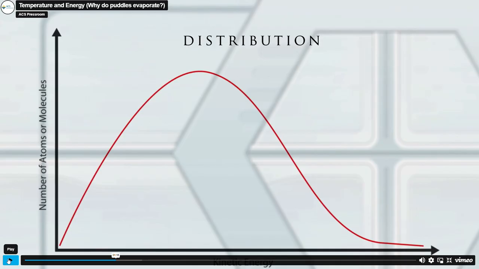I'm also recording this so you can go back and reference it again. Because what will happen over time, if this is a normal distribution of the kinetic energy of water, we're going to see how a puddle can evaporate at room temperature. And it all comes down to this normal distribution.